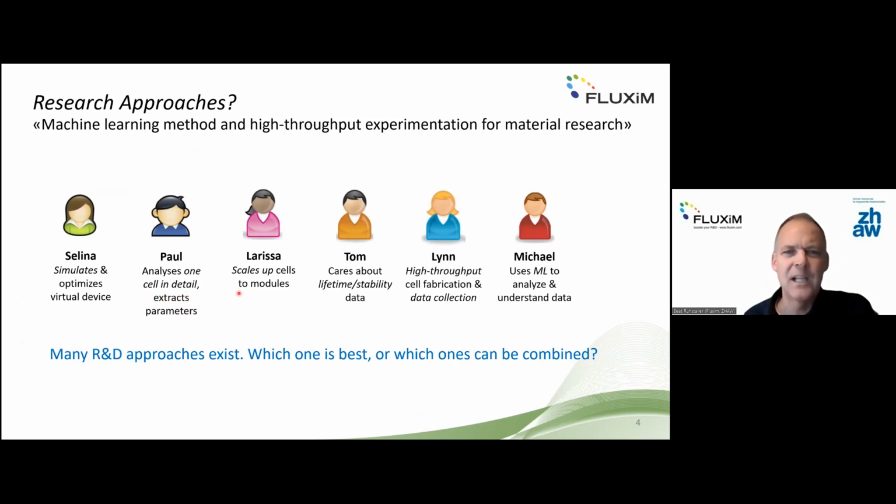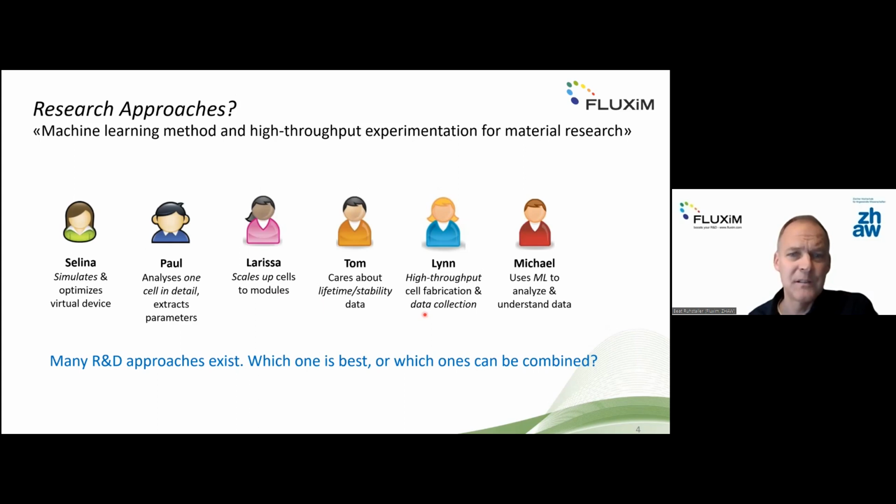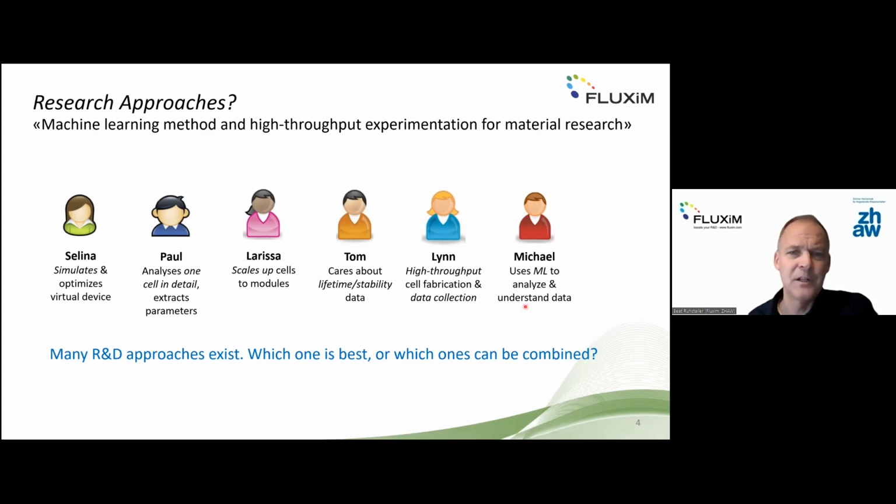Then once you scale up the cells from cell to module size, you need to care about the layout, and you need to design the mini module. And of course, other people care more about stability and lifetime data. And the more cells fabricated, the more data will be collected. And finally, machine learning is also a popular topic these days. But which of these methods can maybe be combined in order to take best benefit of several approaches?